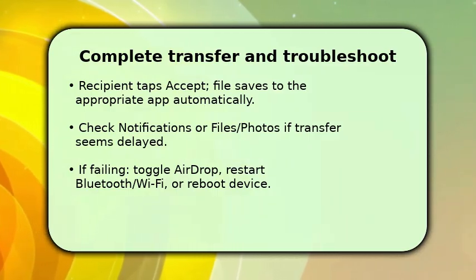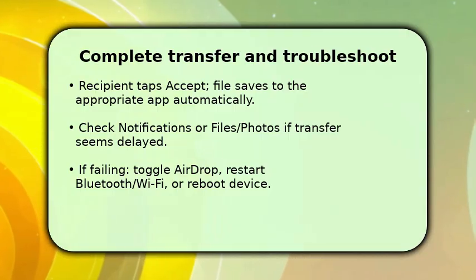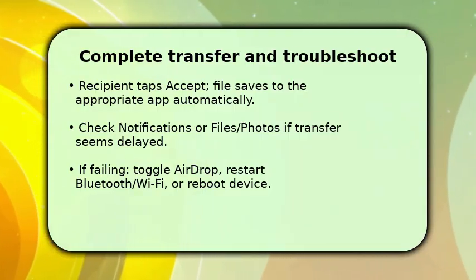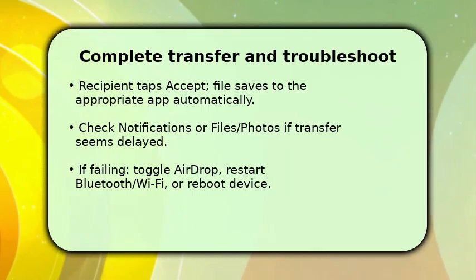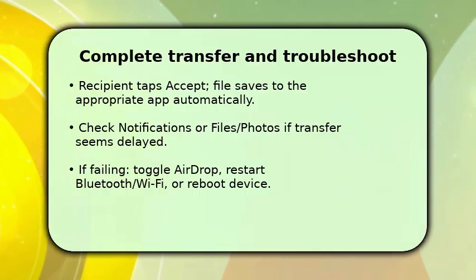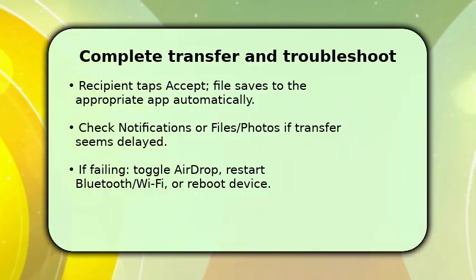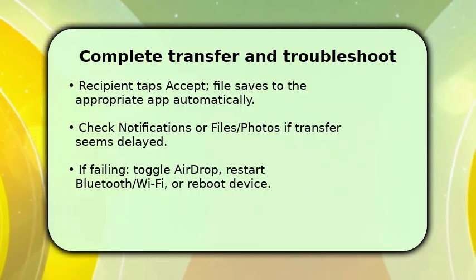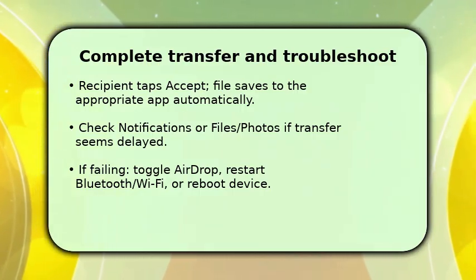If something goes wrong, first make sure both devices remain unlocked and close together, then toggle AirDrop or temporarily switch to everyone. As a final step, restart Bluetooth/Wi-Fi or reboot the device. That resolves most discovery and handshake failures quickly.